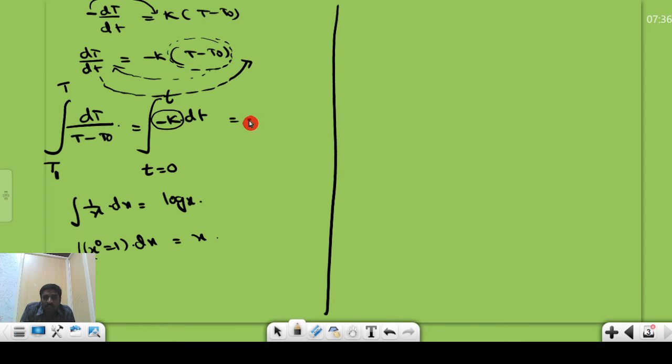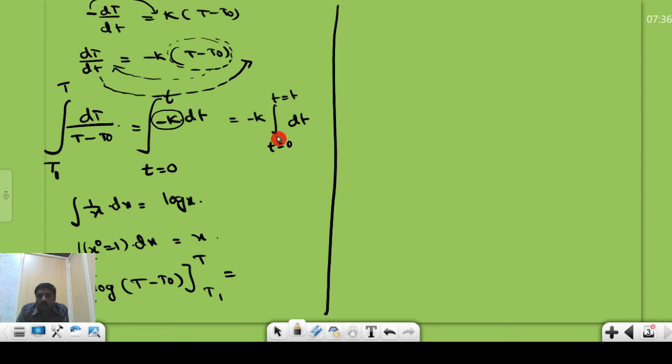This formula can be written as the integral of 1 by (T minus T naught) dT equal to the integral of minus k dt, from t equal to 0 to t equal to t. Then we concentrate on the left side integration. What is the formula we have? The integral of 1 by x dx is equal to log x. So log x means log of (T minus T naught). We need to apply the limits. The lower limit is T1, the upper limit is T.